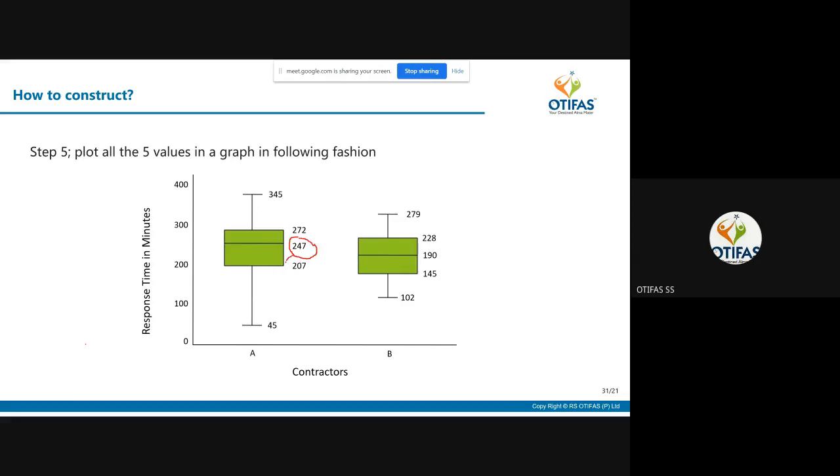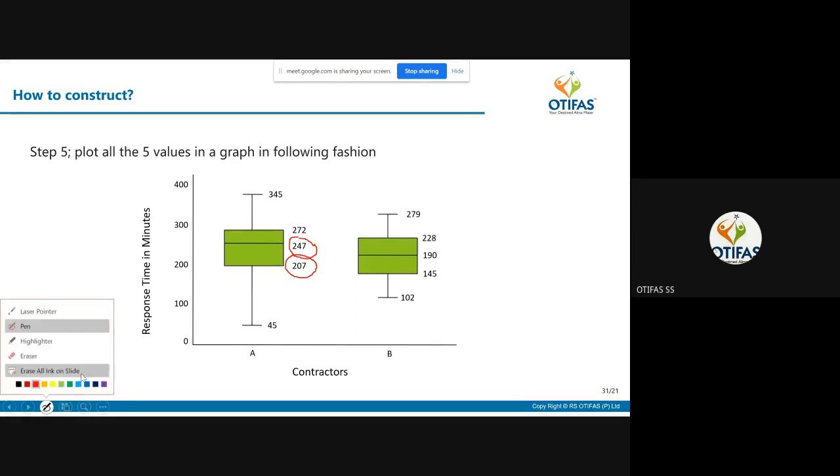Now, the 25% quartile. The first quartile has 207, and they have the first quartile at 107. Here, the second quartile is 222. So this is how boxplot is used.